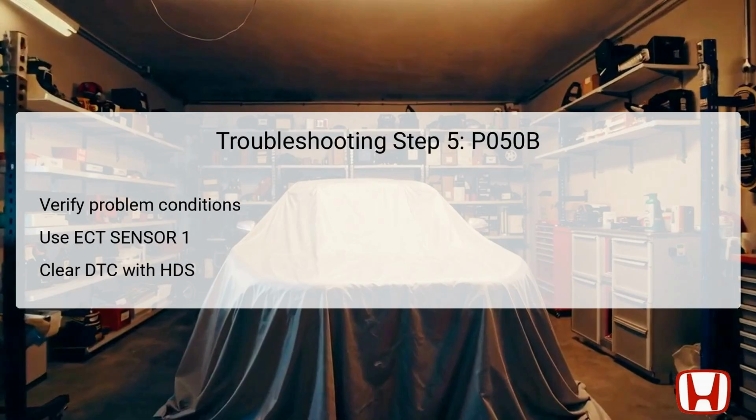Step 5 emphasizes verifying the problem conditions by monitoring the engine coolant temperature, ECT, sensor 1. Begin by turning the vehicle to the on mode and letting the engine cool until ECT sensor 1 reads 77 degrees Fahrenheit or 25 degrees Celsius or lower. This cooling is crucial as it mimics cold start conditions.